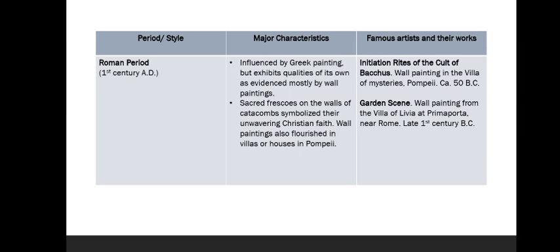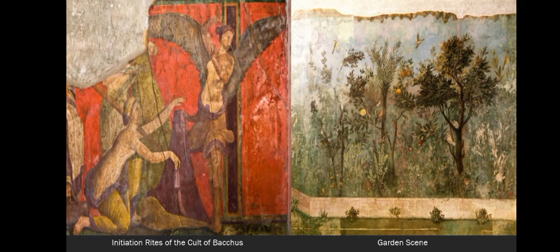Next is the Roman period. This took place during the 1st century AD. The major characteristics of this period are the influence by Greek painting, but it exhibits qualities of its own as evidenced mostly by wall paintings. Sacred frescoes on the walls of catacombs symbolize their unwavering Christian faith. Wall paintings also flourished in villas or houses in Pompeii. Here are some of the famous artists and their works during the Roman period.